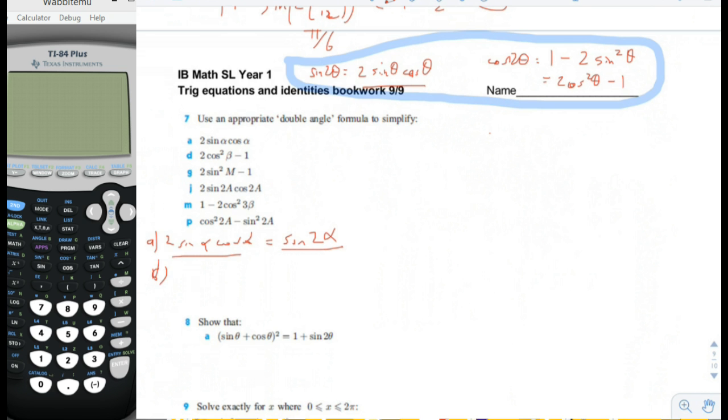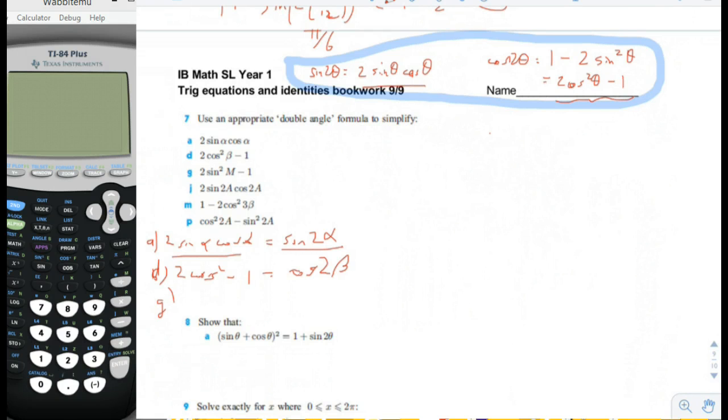D. D is 2 cosine squared minus 1. I just write cosine squared because it's a single angle. That kind of looks like that one, right? So that's equal to cosine of 2 beta, because it was beta. And I have to be careful not to make that into a small 2. It's a big 2. It's 2 beta. It's not cosine squared beta. Cosine 2 beta. Okay, that was D.